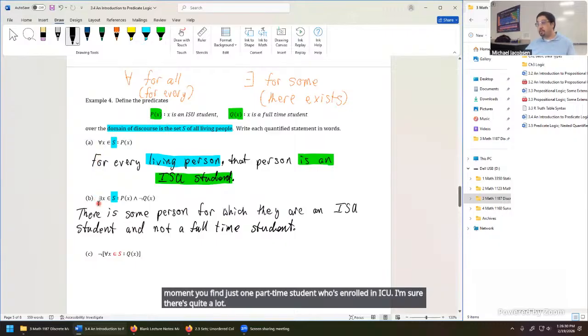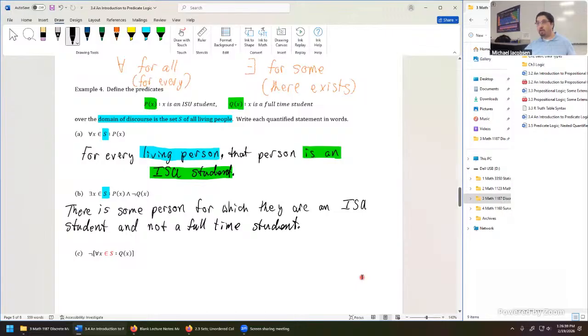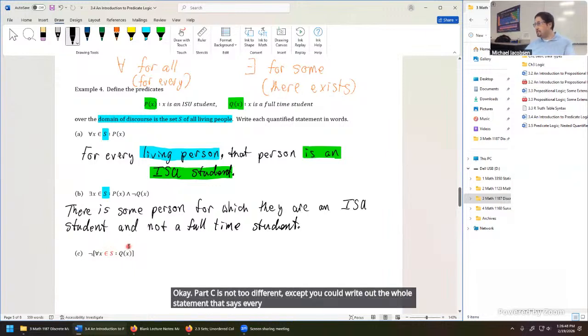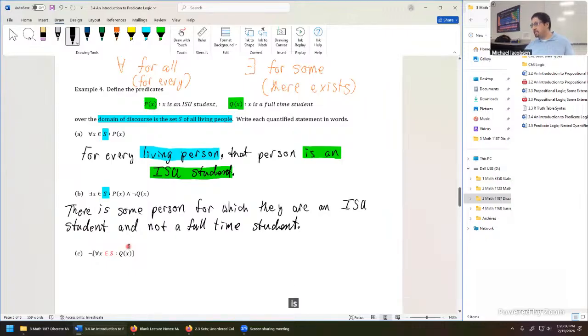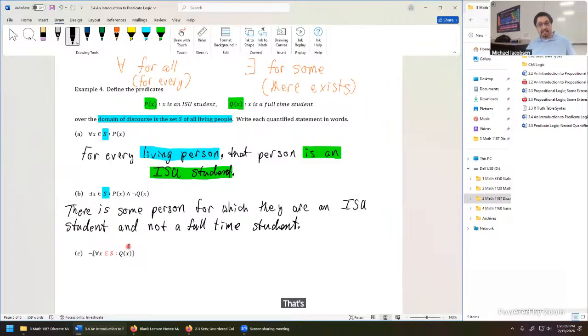Any questions at all, folks, on either parts A or B? Okay, part C is not too different, except you could write out a whole statement that says every living person is a full-time student, and then put in front of that statement, it's not the case that every living person is a full-time student. That's kind of awkward language, but that would be a totally acceptable answer, I'd say.